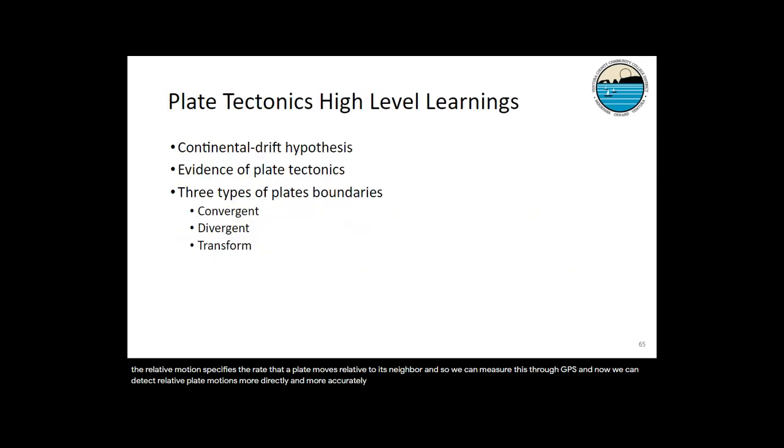Okay, so the things that we've covered in the last two lectures are continental drift theory, and we talked about the evidence of plate tectonics. Then in this lecture specifically, we talked about the three different types of plate boundaries: convergent, divergent, and transform. It's not listed here, but we also talked about a few special cases like triple junction and hotspots.